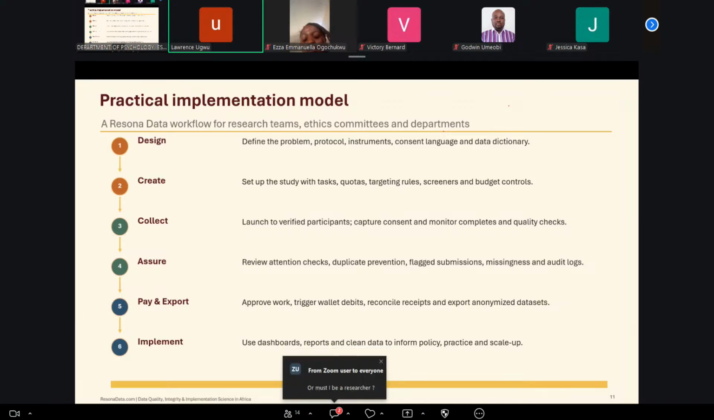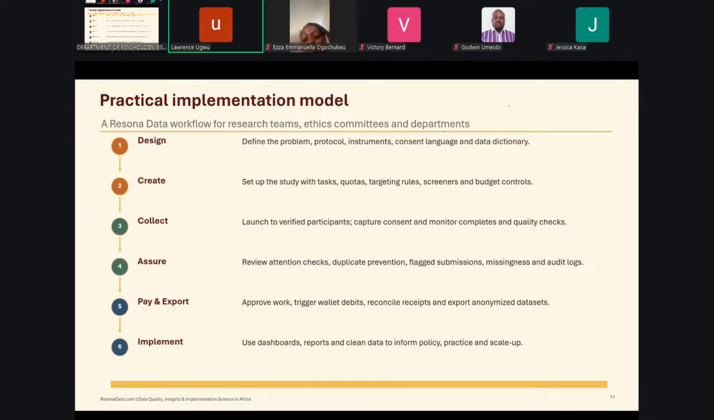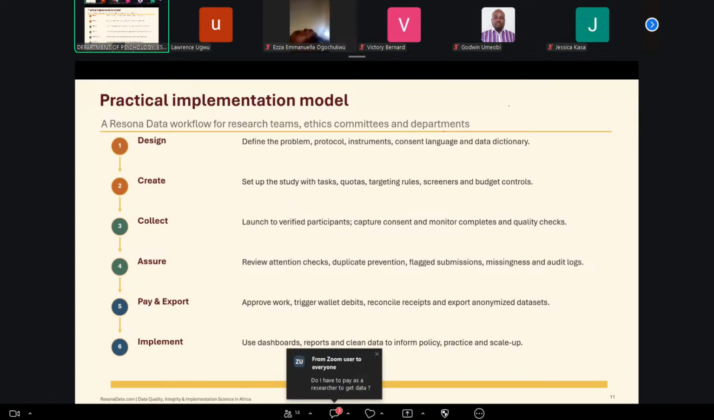Yes, you can get data. As a student, you can get data, but you need to register as a researcher. So that's why we want you to have institutional emails. I believe you can get an institutional email from the school. Yes, as a student, you can. So students, if you are interested in registering with Resona as a researcher, you can go to the ICT unit and see if you can get an institutional email. That's the only way you can get data. So instead of moving around trying to get people to fill your questionnaire, you can just get data from their repository.